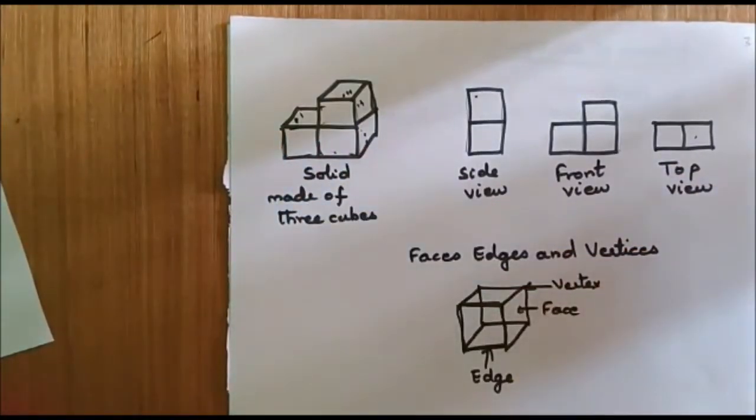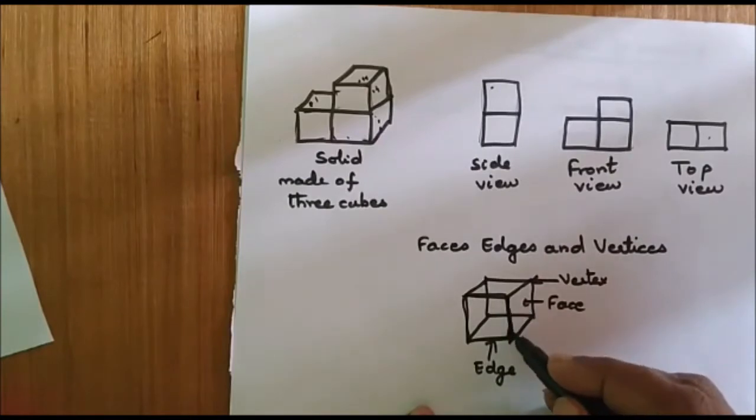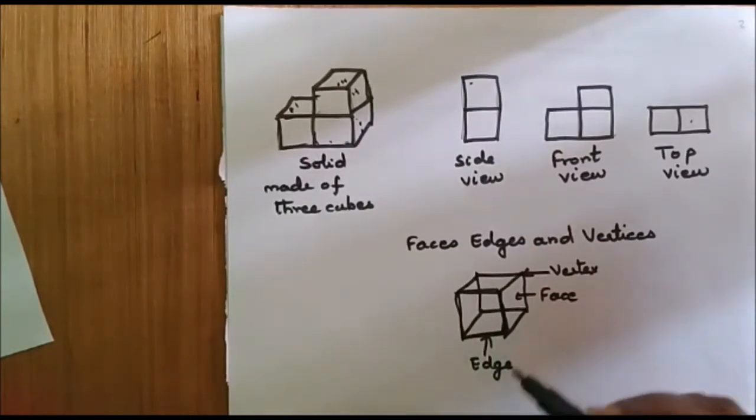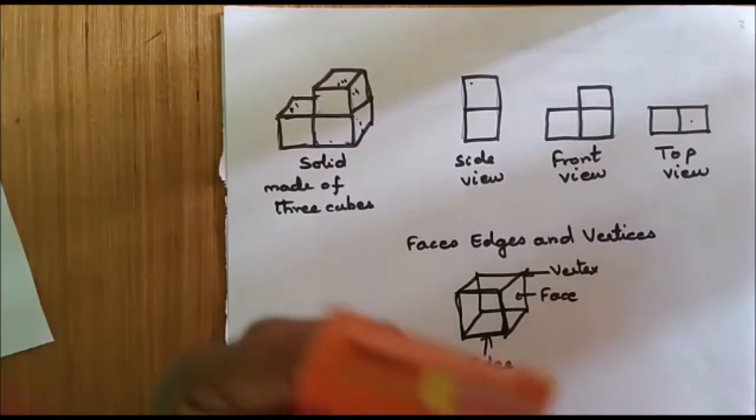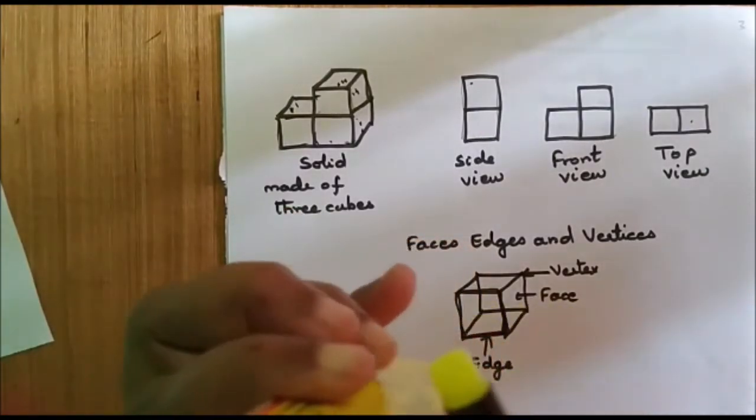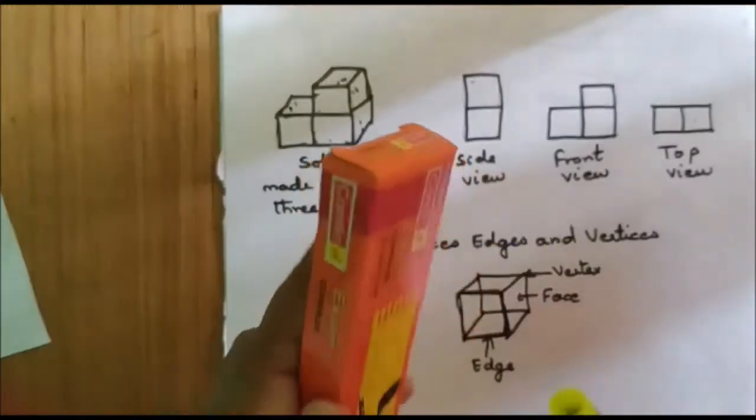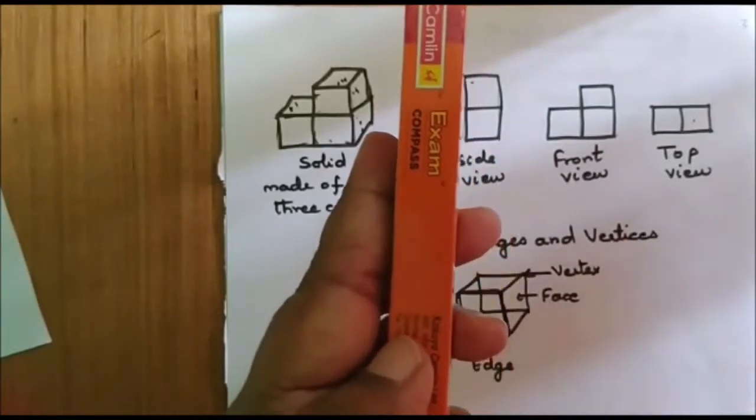Okay, so now what is an edge? An edge is this line here. This line here denotes the edge. That is, in this case, this is an edge of this cuboid. This is an edge of this cuboid. Now this is also an edge of the cuboid.